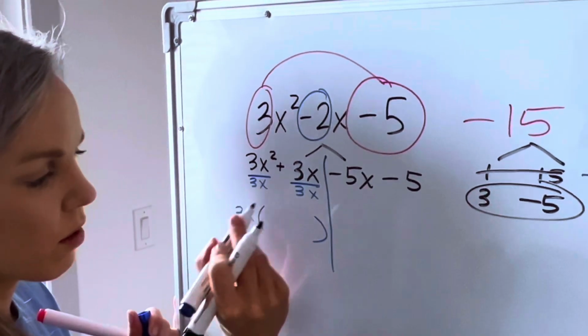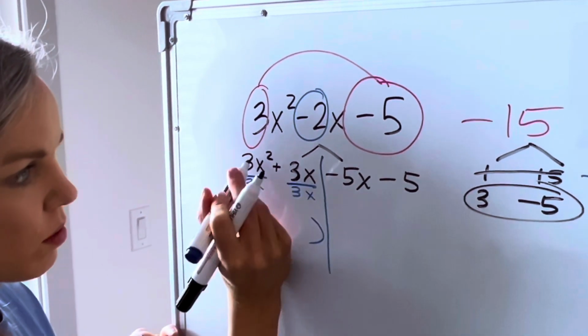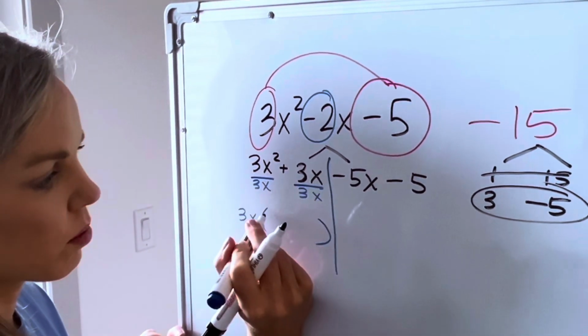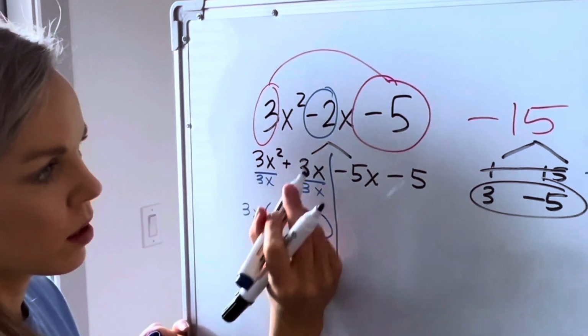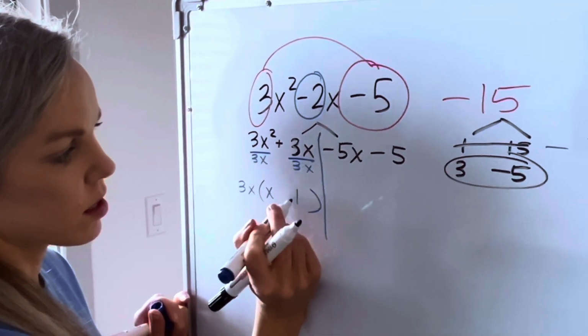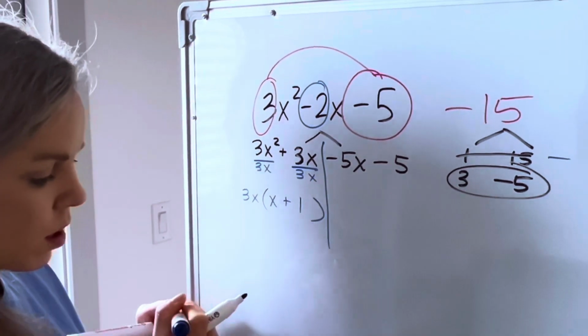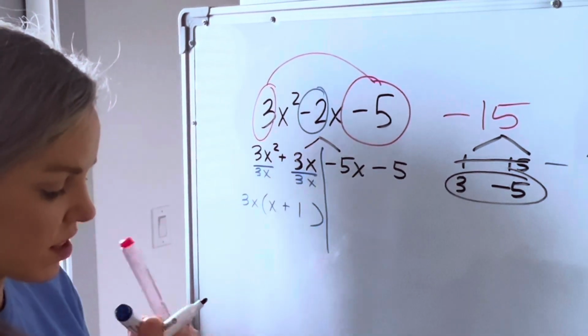You put that in front of a set of parentheses, and then you divide. And so 3 divided by 3 is just 1. X squared divided by x is just x. And then 3x divided by 3x is 1. Okay, and we're going to do the same thing for the second pair.